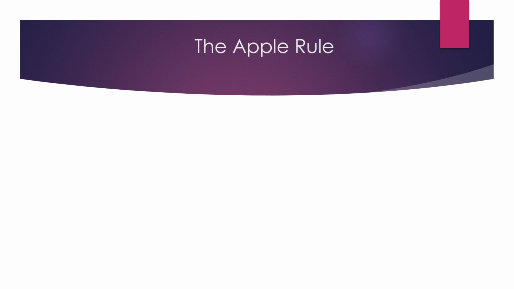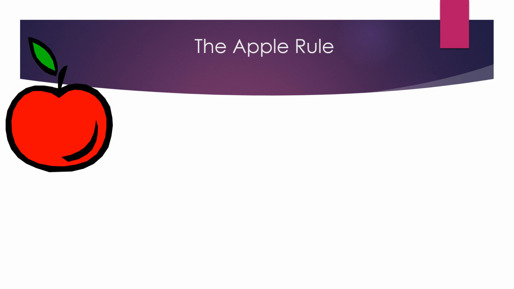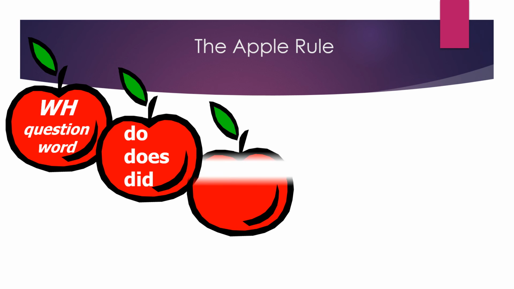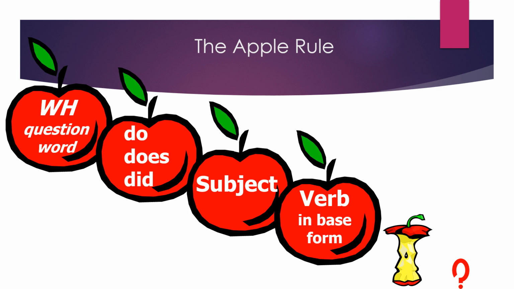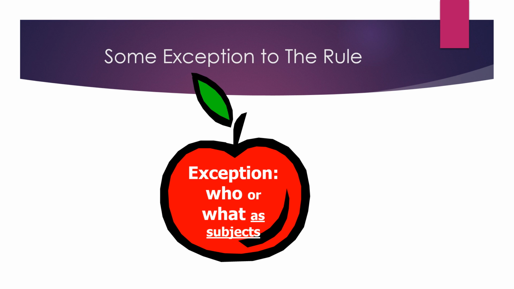Now you could also try to remember what we call the Apple rule, in which we state each part of the question in a particular order, starting with WH word, auxiliary verb, subject, main verb. Okay, and just remember, the main verb has to be in its basic form. There are some exceptions to this rule, and the exceptions only apply to the words who and what when they are the subject of the sentence. We're going to be looking at subject questions in another video.